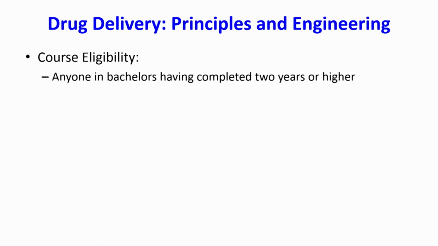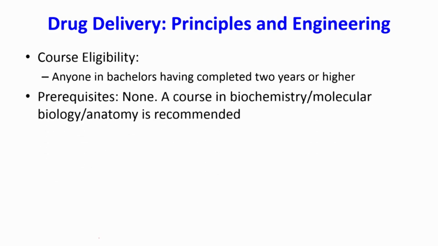Some quick things about the course itself. The course eligibility: this is open to anyone in bachelor's who has completed 2 years or higher, or anybody who is in PG or some other form of postgraduate. There are really no prerequisites to this. It will be good if you have some basic background of biology. Any course in biochemistry, molecular biology, anatomy is recommended, but again it is not required. As we go through the course, we will give most of the information that is required for whatever we are teaching here.